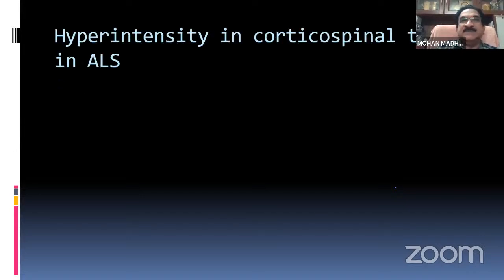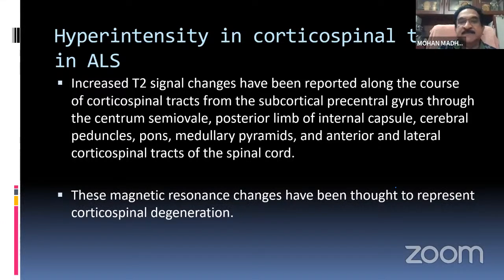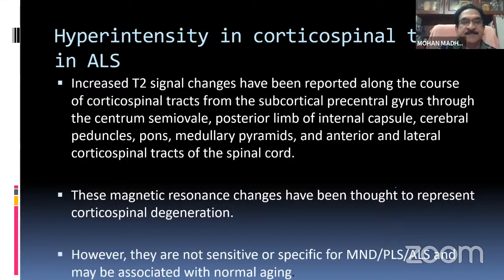So let us see the two signs which are made out here. One is hyperdensity in the corticospinal tract in ALS. Increased T2 signal changes have been reported along the course of the corticospinal tract from the subcortical precentral gyrus through the centrum semiovale, which you have seen here, the posterior limb of the internal capsule, that also we have seen, cerebral peduncles, pons, and medullary pyramids, and the anterior and lateral corticospinal tracts of the spinal cord. These MR changes have been thought to represent corticospinal degeneration. However, they are not sensitive or specific for MND, and can be associated with even normal aging.